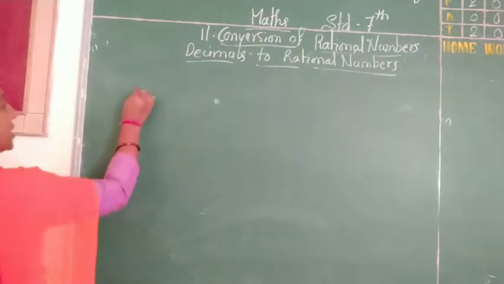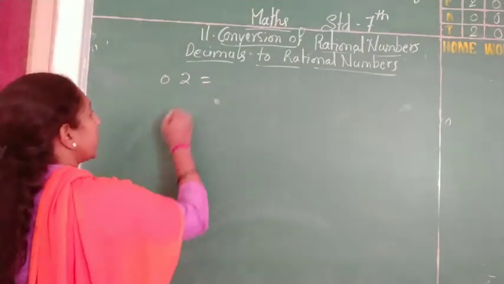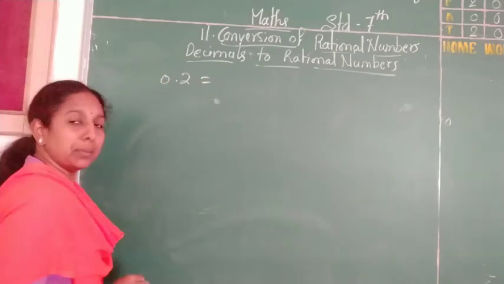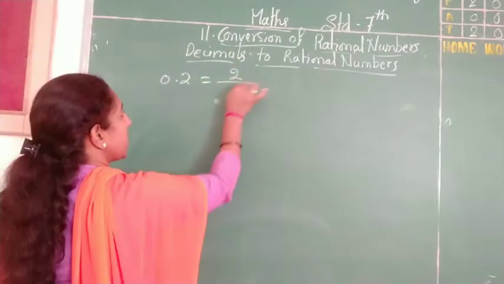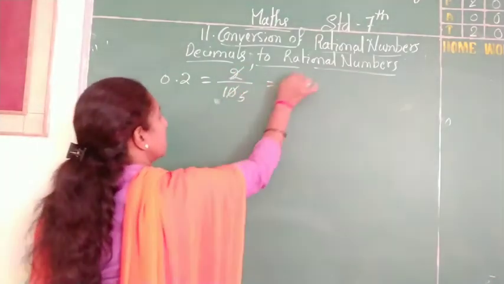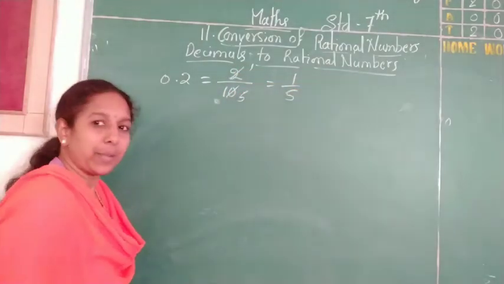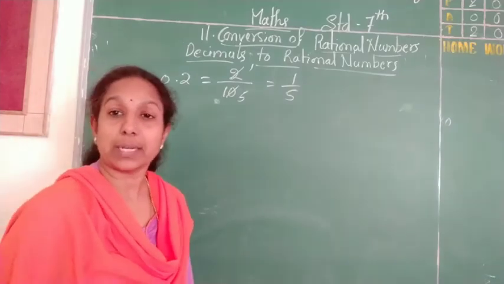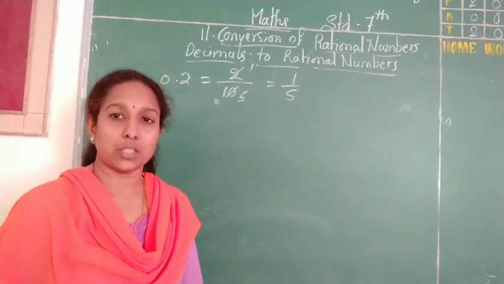For example, 0.2 is there. So how can I write? After one digit, the decimal point is there. So I can write it as 2 by 10. 2 ones are 2, 2 fives are 10. So I can write it as 1 by 5. So this is how we will write the given decimal as a rational number.